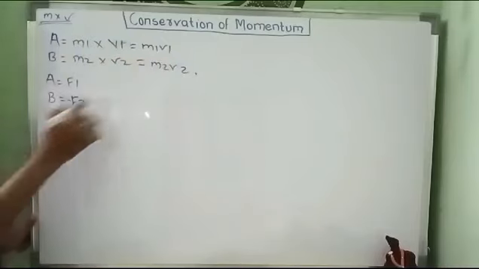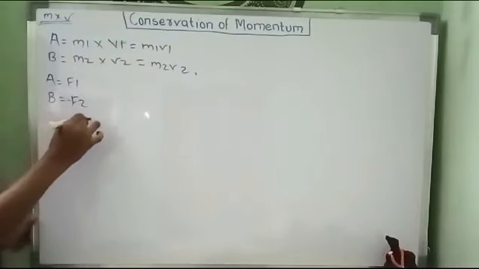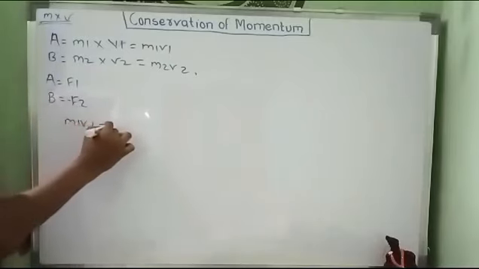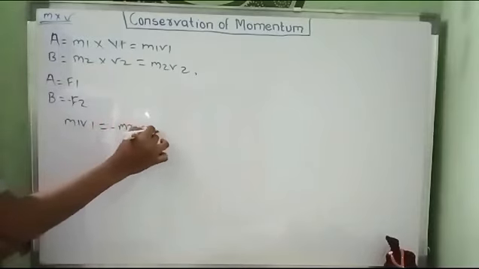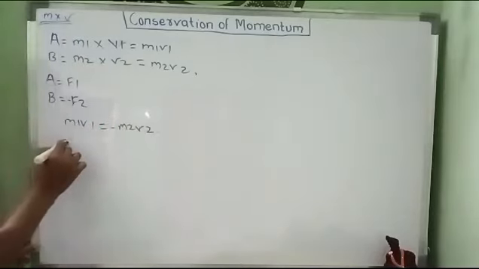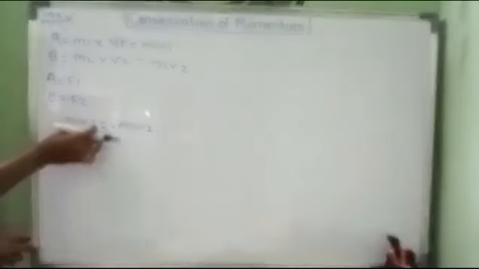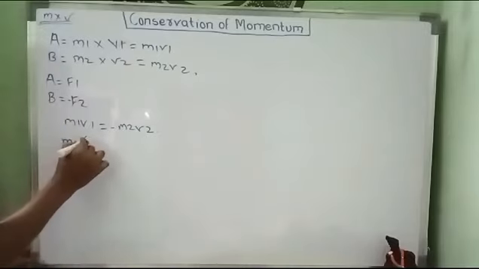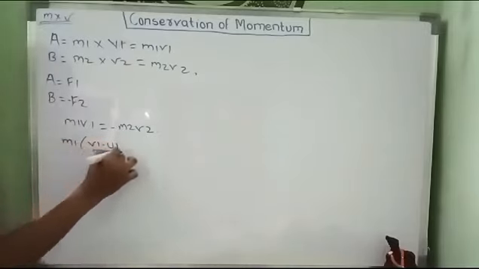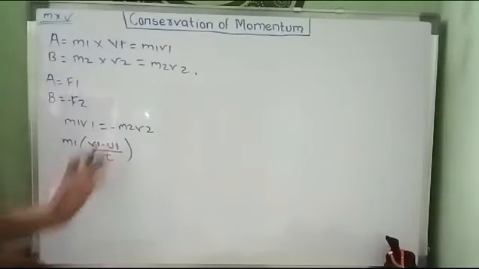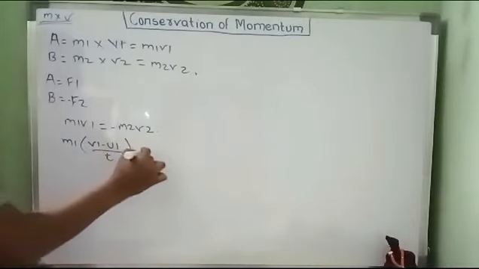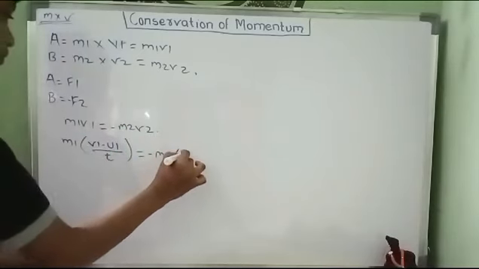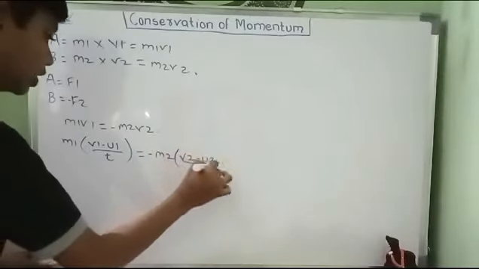Then F1 is equal to m1 v1, A exerts force F1, and B exerts force, which means minus m2 v2. Velocity is in the form of change, so we write change in velocity like that: v1 minus u1 upon t. Here v means final and u means initial velocity. And F2 is written as minus m2 times v2 minus u2 upon t.